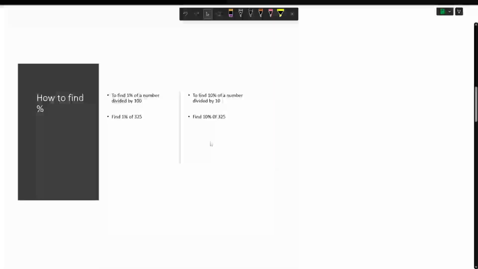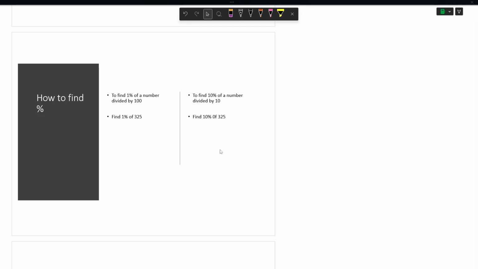To find 1% of a number, you divide by 100. As I mentioned from the beginning, you don't have a calculator, so the easy way to find 1% is to divide by 100. What do I mean by dividing by 100? Let's have a look at an example.